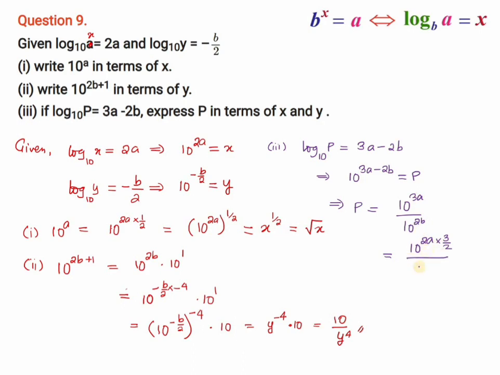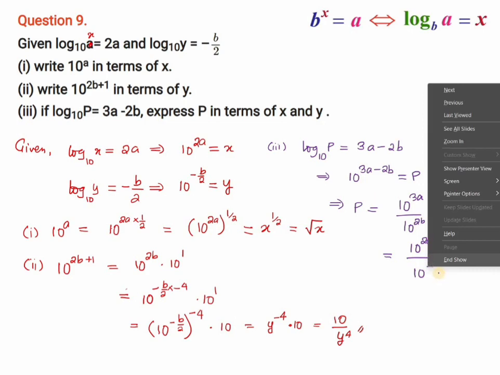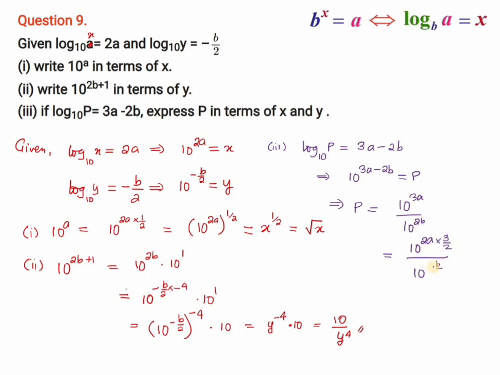Divided by, similarly we will do the same thing out here. 10 to the power 2b is there, but I want minus b by 2. So I'll write minus b by 2 into the same thing, 10 to the power 2b. Here also we did the same thing, so it is minus 4. So then multiply. So we have 10 to the power 2a, and this 3 by 2 comes outside. Similarly we have 10 to the power minus b by 2 whole to the power minus 4.